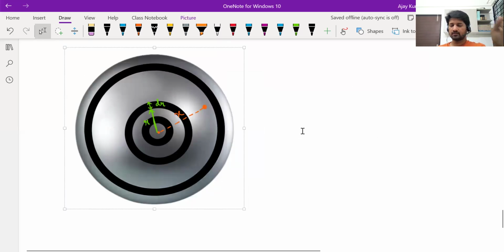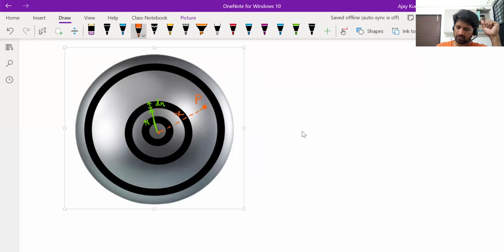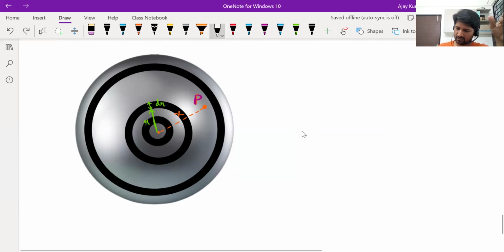Now you can see that the point P where we want to find out the gravitational field is external to some of these shells. I can name these shells A, B, and C. I've considered three shell elements, right? Shell A, shell B, and shell C. For A and B, P is an external point. For C, P is an internal point.